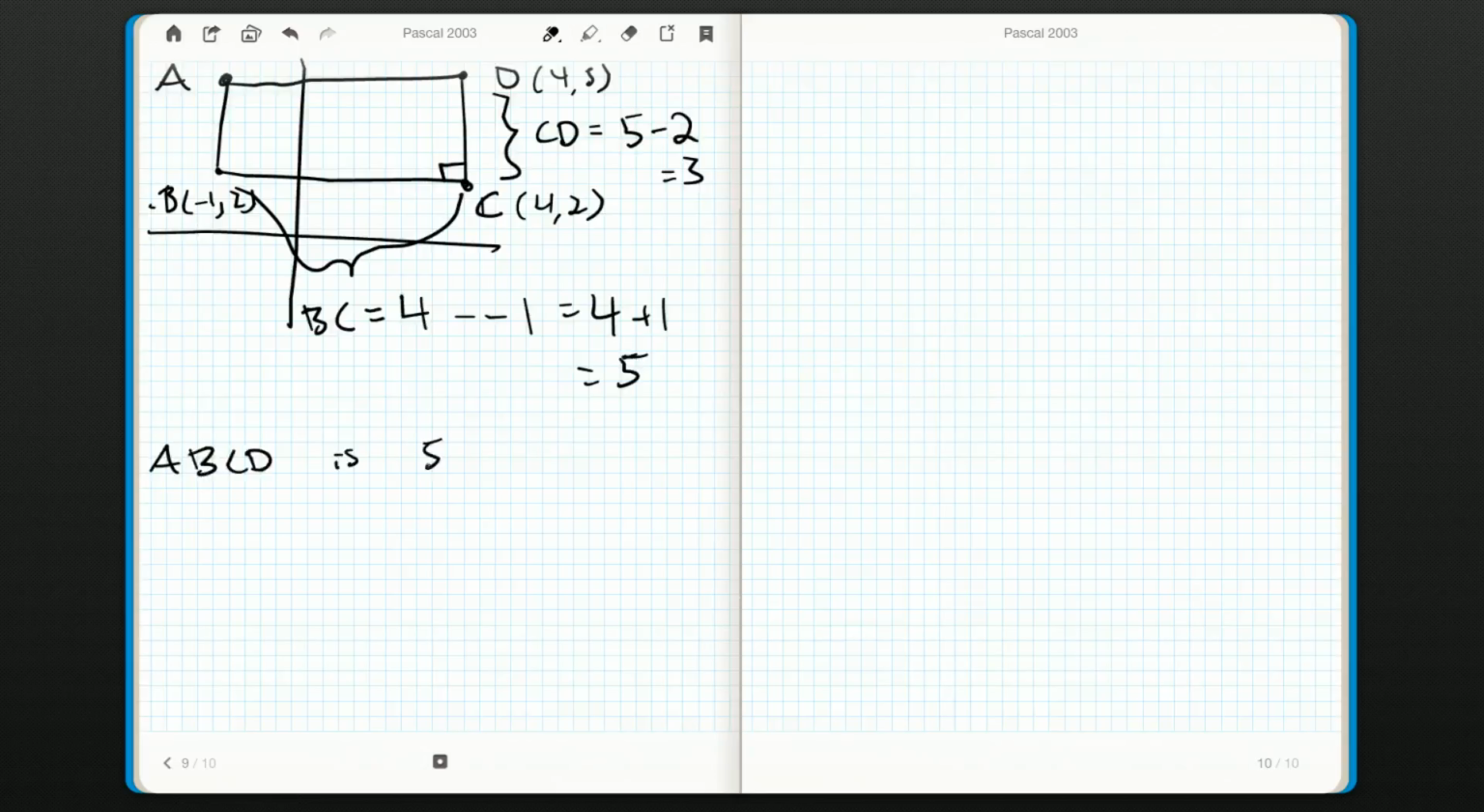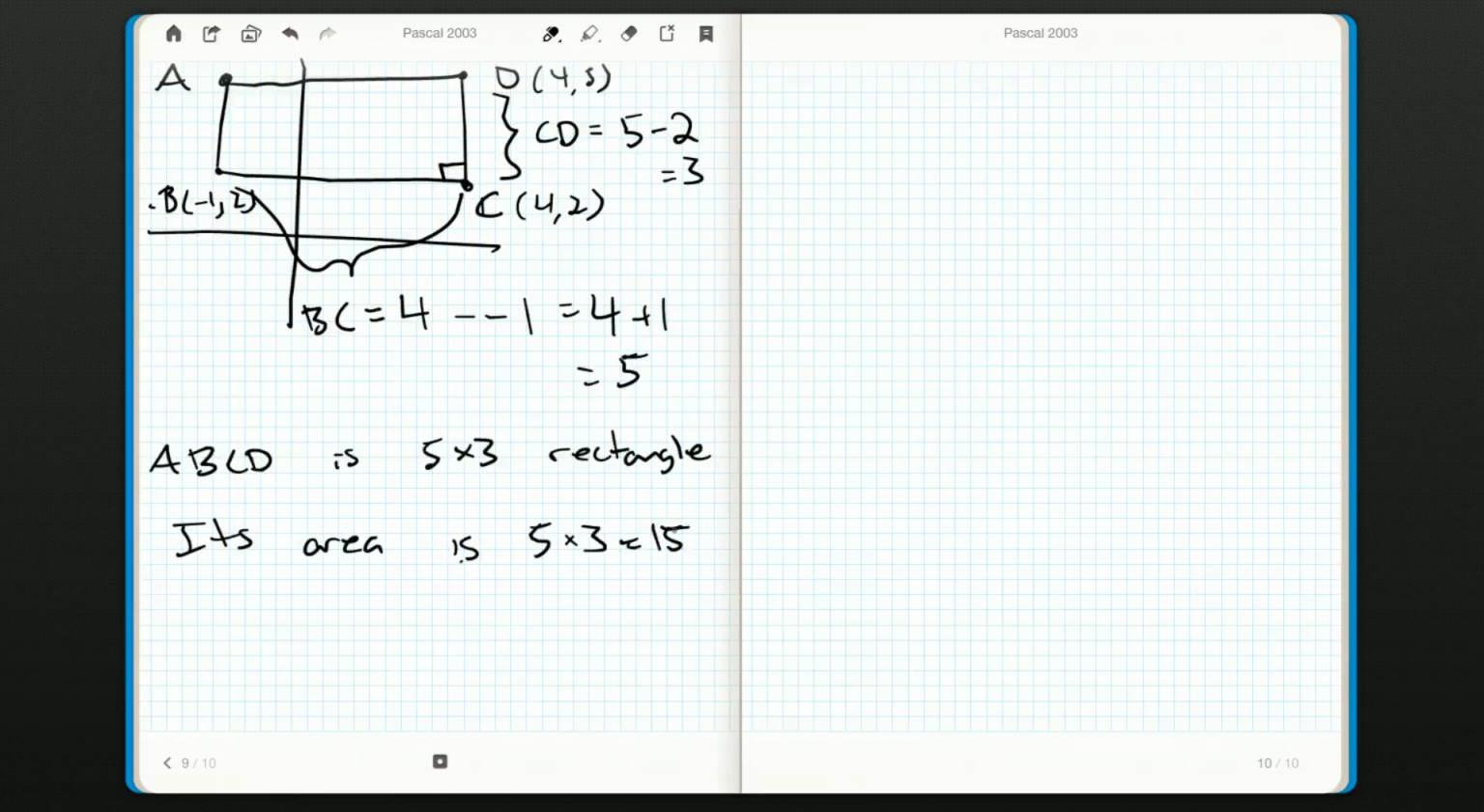So ABCD is a 5 by 3 rectangle. Its area is, well, 5 times 3. Which is going to be 15.